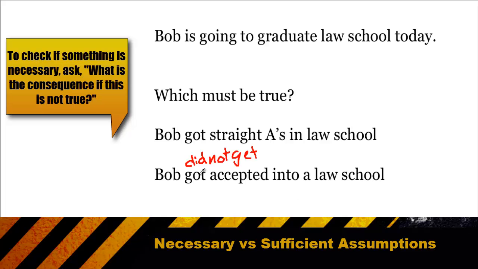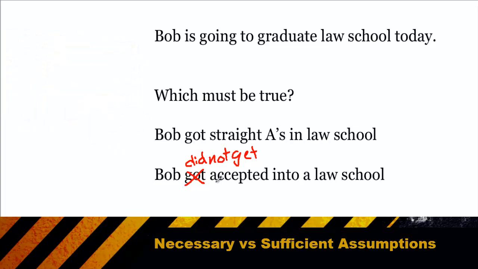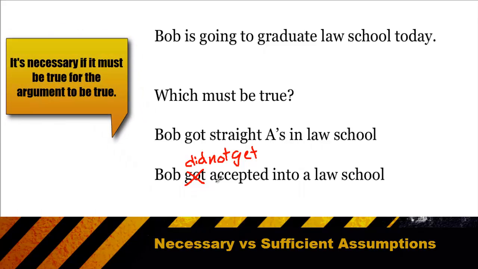And when I said Bob did not get accepted into law school, I saw that if you did not get accepted, then you could not graduate. That's how I knew that statement had to be true originally, because when it's not true, the graduation cannot happen. So the original statement that Bob got accepted into a law school, that's called a necessary assumption, meaning if that assumption is not true, the conclusion cannot be true.